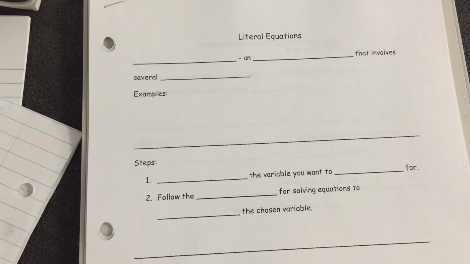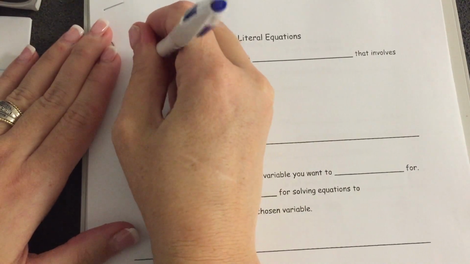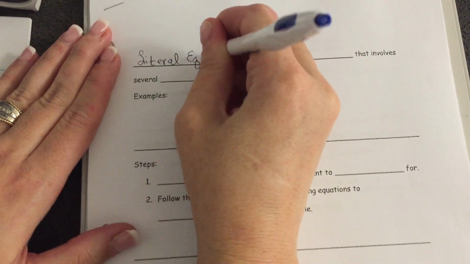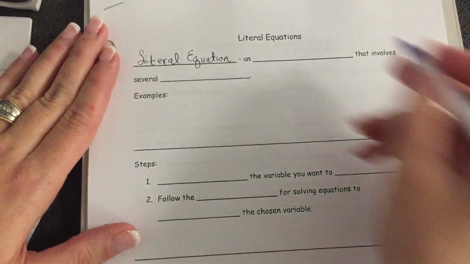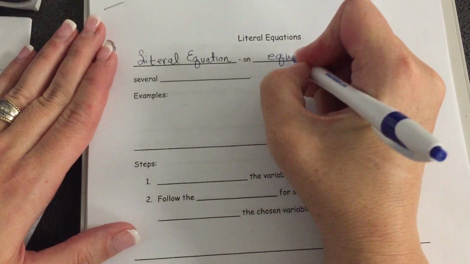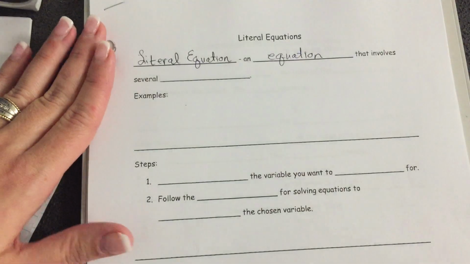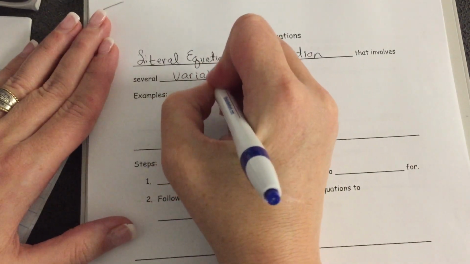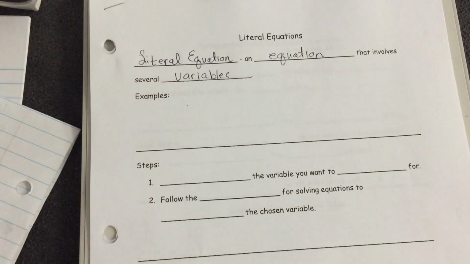Okay, today we're going to talk about literal equations. What is a literal equation? It is an equation that involves several variables. So a literal equation is just an equation that has more than just x or just y, okay?